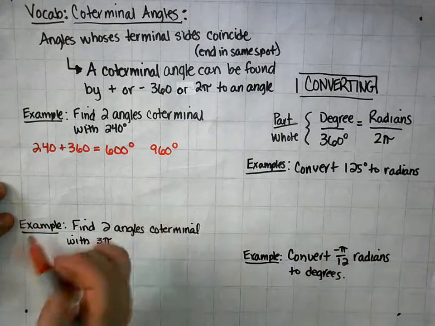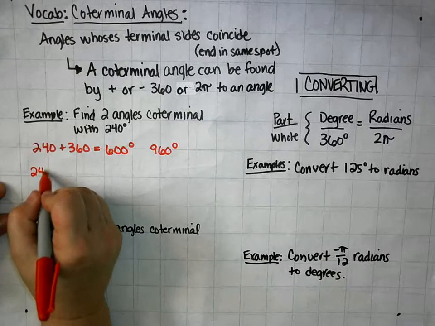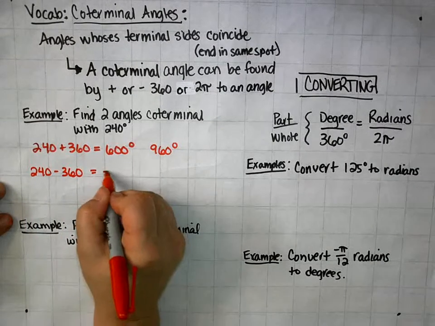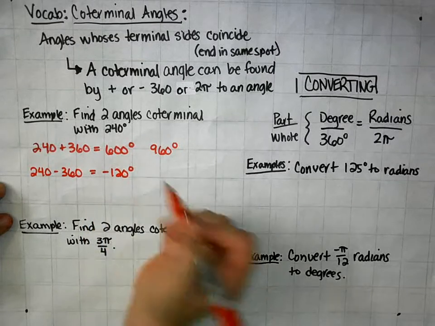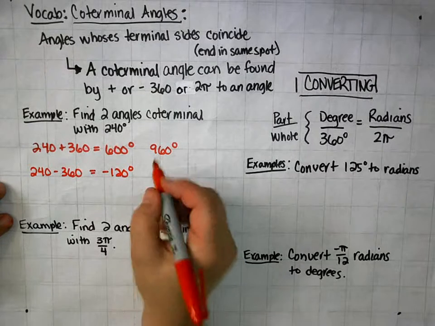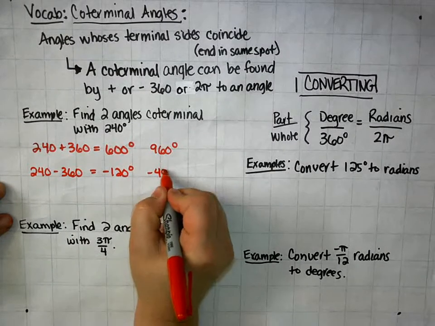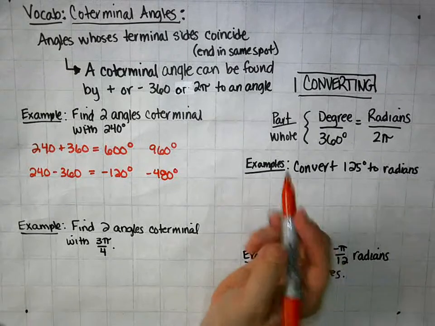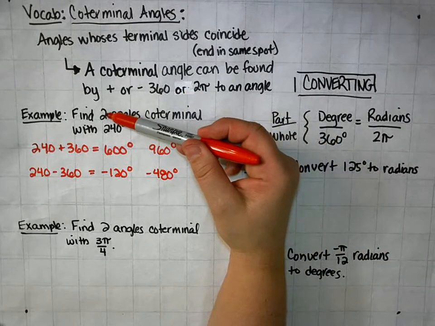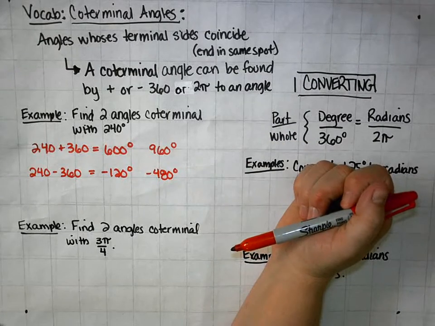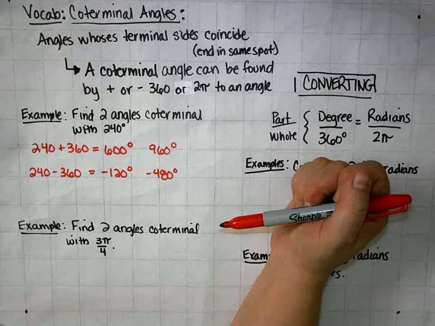If I wanted to get a negative angle, I could do 240 minus 360 degrees, and that would give me negative 120 degrees. If I subtracted 360 again, I would get negative 480 degrees, giving me another coterminal angle. Now notice that my example only asked for 2, but I did list 4 coterminal angles just to show you that you could continue going in either direction.